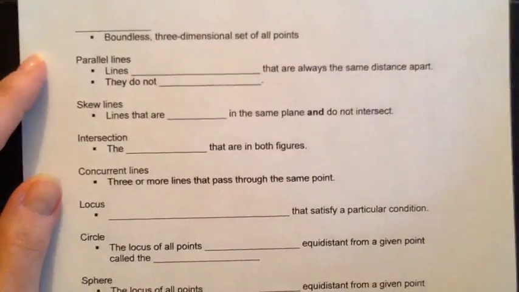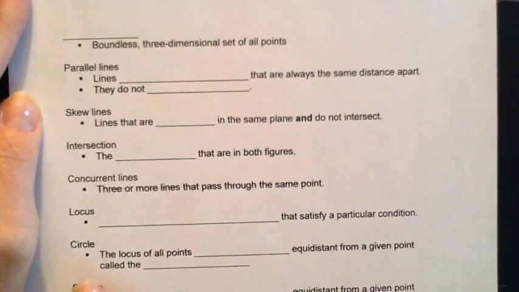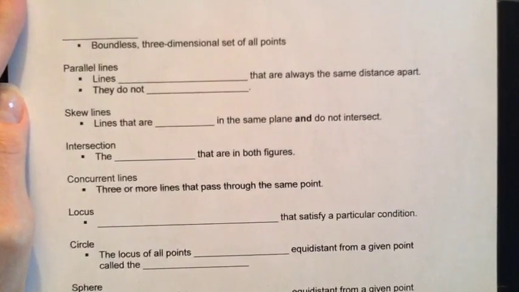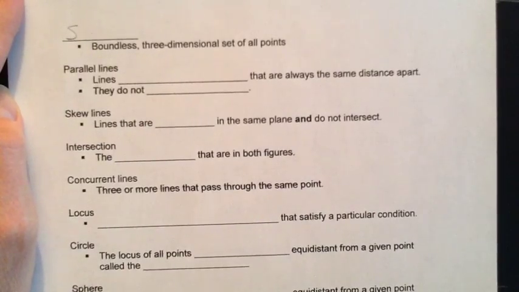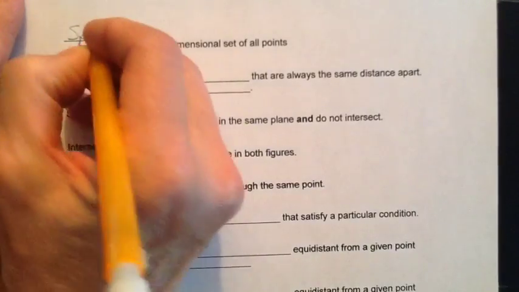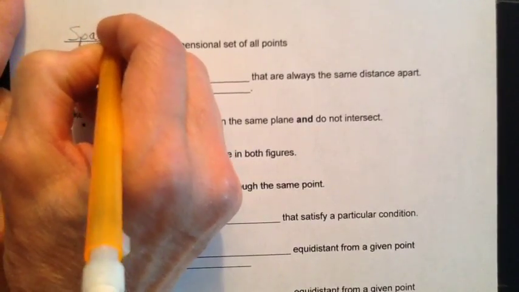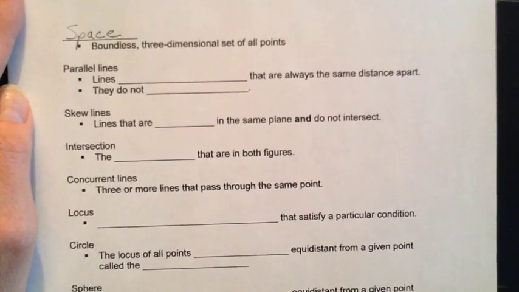What about three dimensions? What name should we give to three dimensions? Points, lines, planes, and I left it blank. If we were in class, everybody would be yelling out different names, but we are not. Giving you some time to think. S, P, A, C, E. Space. Boundless, three-dimensional set of all points. All right.